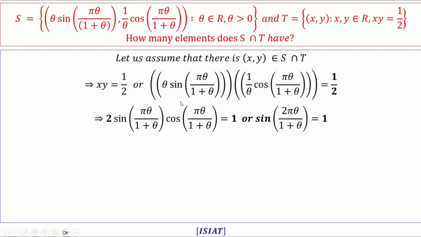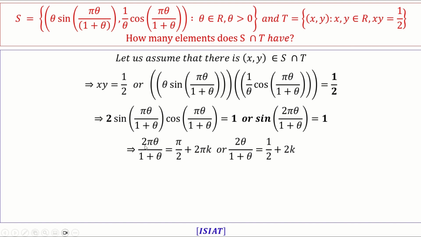Now we know that theta and 1 by theta get cancelled and 2 comes to the left. So whatever this angle is, call it alpha: 2 sine alpha cos alpha equals 1. This is nothing but sine 2 alpha, right? So sine 2 pi theta by 1 plus theta equals 1. Now let's see what the possibilities of this angle are. It will be 1 when it is 90 degrees, or 2 pi k plus 90 degrees, right?